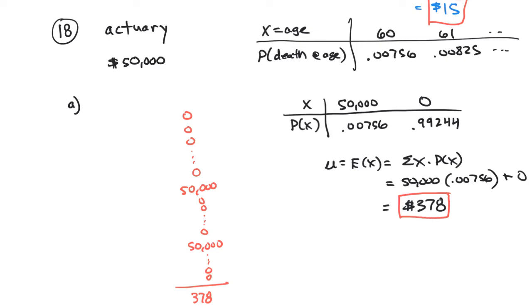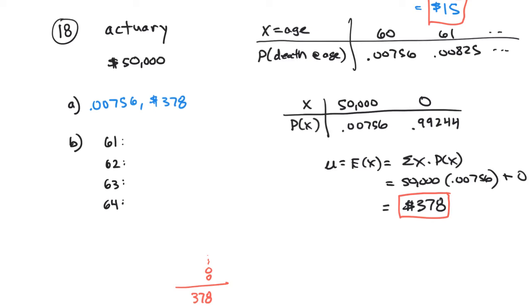Okay, so let me get this set up for part B and then have you guys see what you come up with. So what you want to do is repeat what we just did right here. Mainly we're interested in finding this 378, but we want to find it for these years. So just look on the table there, and you need to multiply this probability of death by the cost to the insurance company if they do die, which is $50,000.